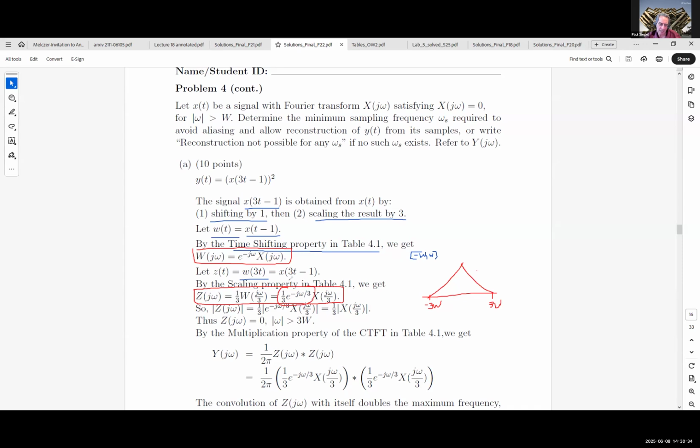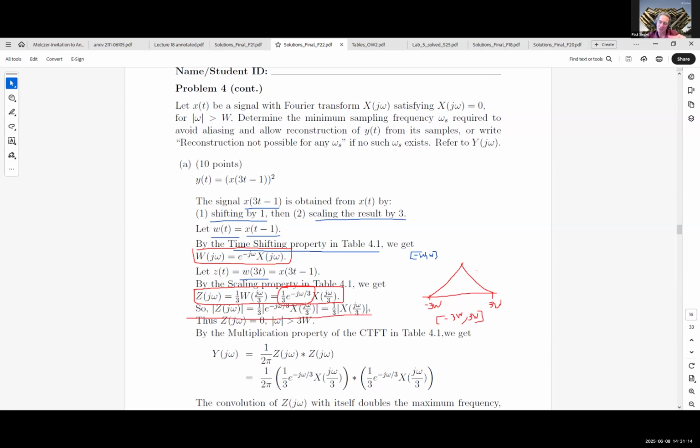But now you also have e to the minus j omega over 3, which is always some point on the unit circle, whatever omega you put in there. And it's multiplied by 1/3, but you're not going to get any non-zero stuff outside of this range. So it's still limited to minus 3W to 3W. You can also see that in the solutions, where it says, well, let's look at the magnitude.